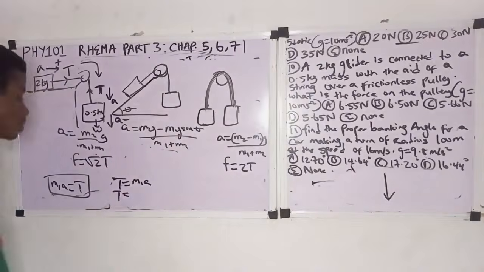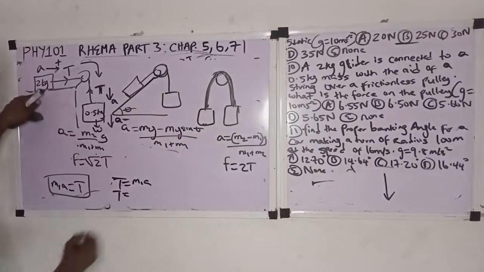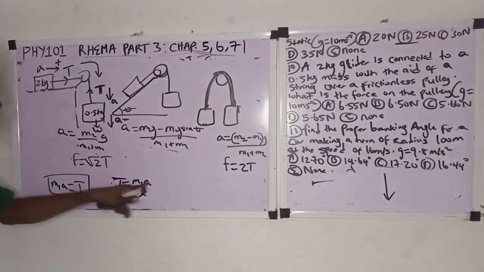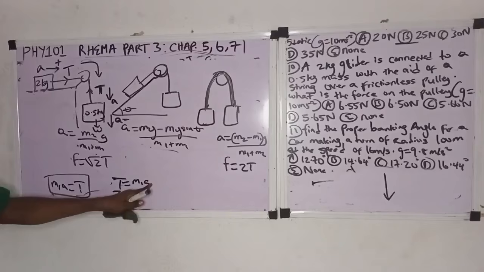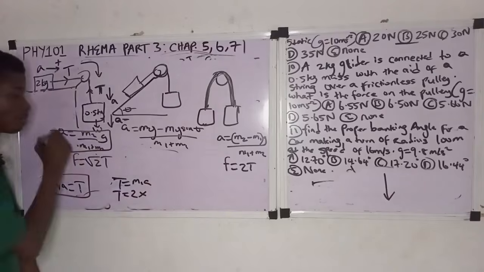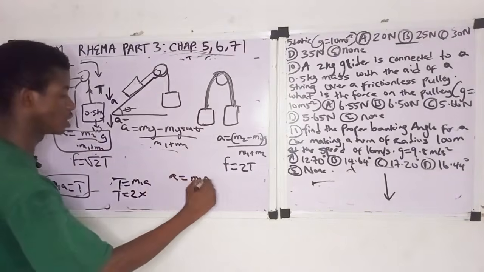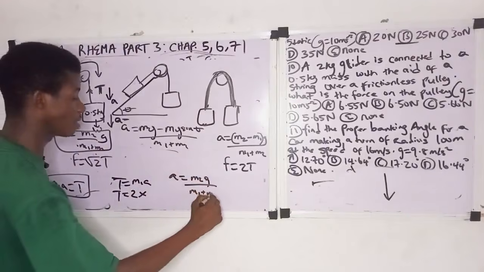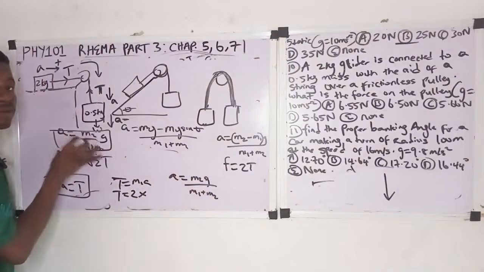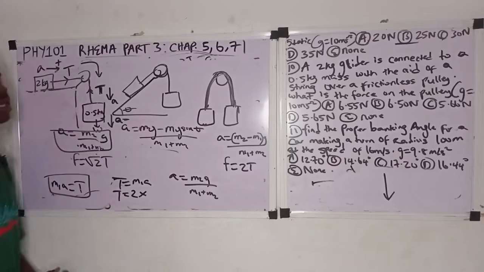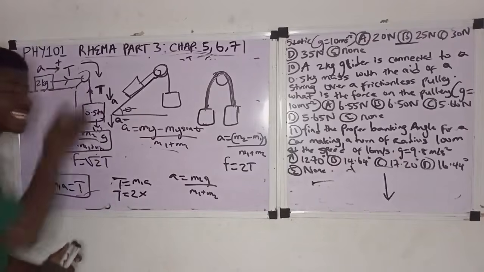So tension will be equal to what? M1 is 2, times the acceleration. To calculate the acceleration, we need to use that formula: A is equal to M2G over M1 plus M2. Remember, this is the formula to calculate the common acceleration in an electric glider.